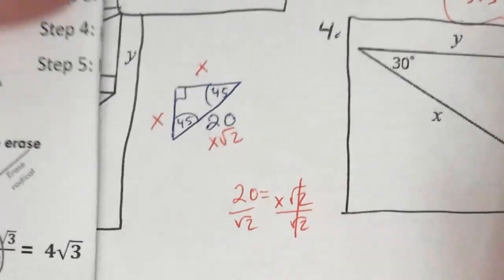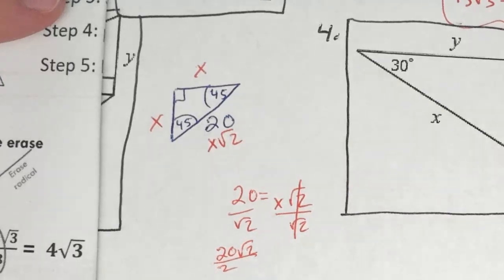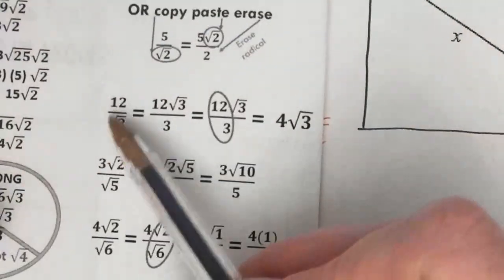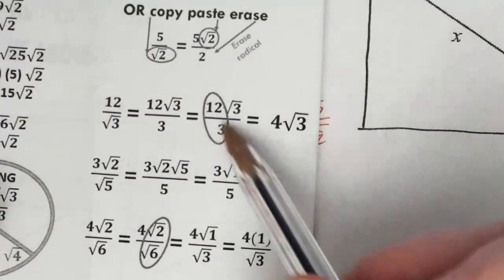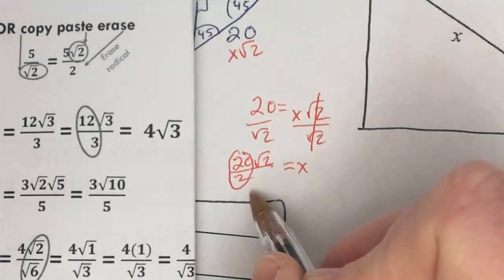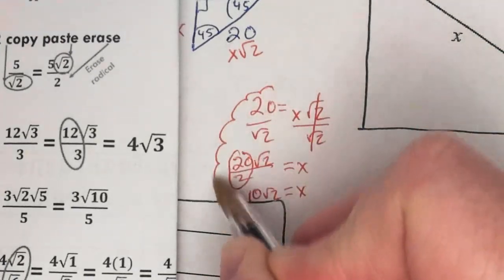So in our case, move the radical 2 up to the top, and we leave the number behind is equal to x. And can you make that any prettier? Well, let's see. Like, if you have whole numbers, go with whole numbers. If you can simplify them, do that. So in this case, the 20 and the 2, if you divide those, that becomes 10 radical 2 equals x. So that was a little bubble thought.